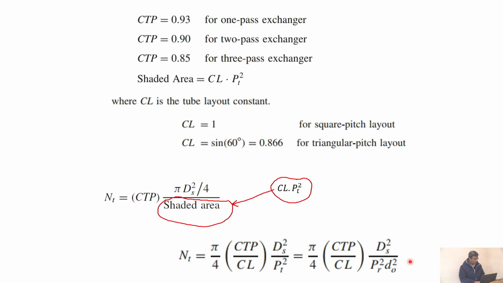This is important in the sense that if we choose an arrangement, let's say a square arrangement or a triangular arrangement, then this sort of calculation gives you the number of tubes. That's the bare minimum thing to start with. Without the number of tubes, what will you do? You can't do any calculation.